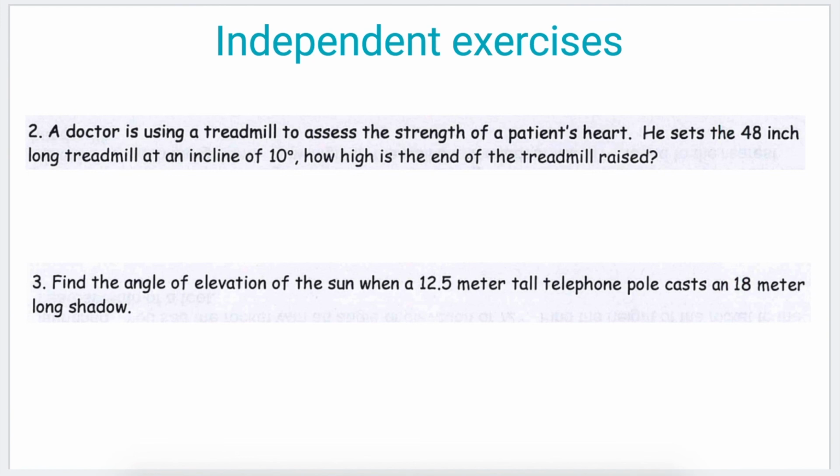After working on several examples, here are 2 exercises for you to try on your own. Make sure you look for keywords such as elevation and depression, and then also draw a diagram before you start any calculations. Finally, all the answers to these 2 exercises can be found in the description below.